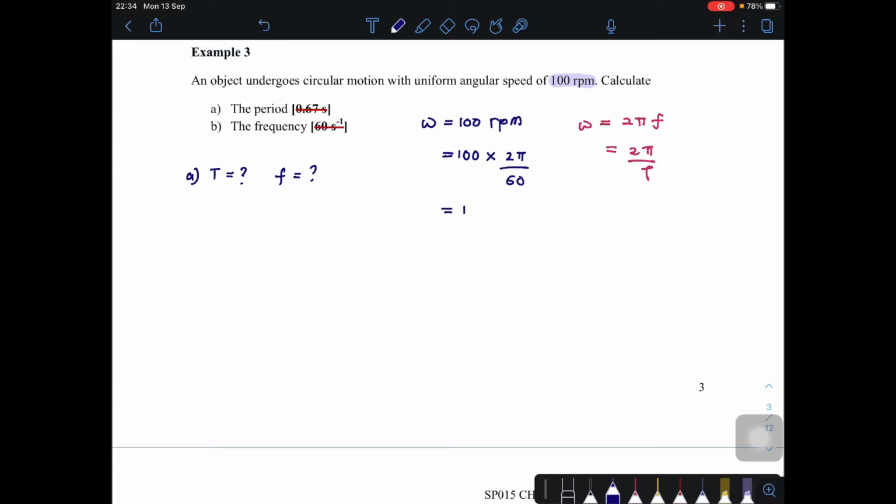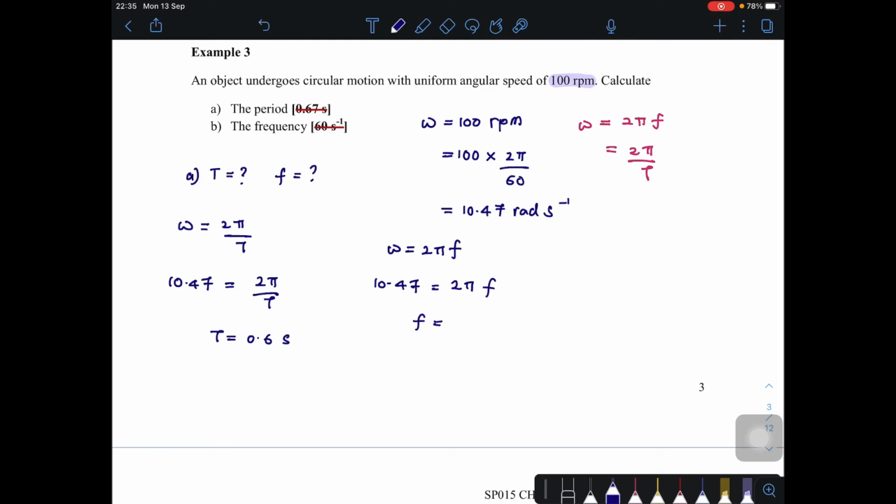So you will have 10.47 radian per second. So dekat sini bolehlah masukkan omega is equal to 2 pi over T. So kamu akan dapat value untuk T sama dengan 0.6 second. And then untuk f pula, frequency, kamu akan dapat, okay, just masukkan, f will be equal to 1.67 Hz ataupun mau letak per second pun boleh.